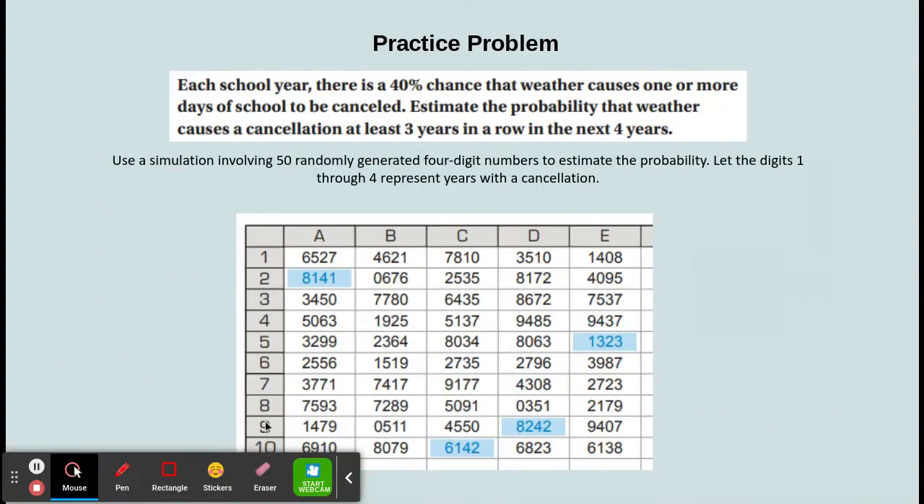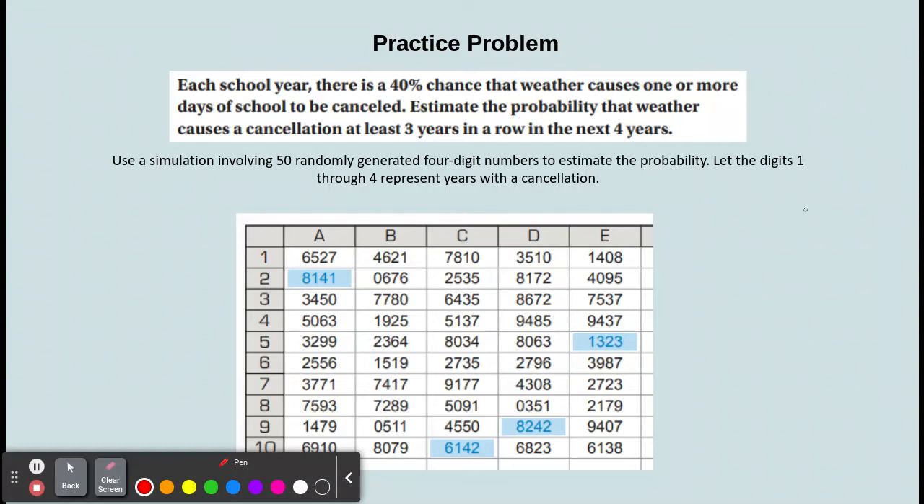All right, with your practice problem, we are talking about each school year, we have a 40% chance that the weather is going to cause school to be canceled. And we want to estimate the probability that weather causes a cancellation at least 3 years in a row in the next 4 years. So we're looking at 4 years, right? And each year we want to see, did weather cause school to be canceled?